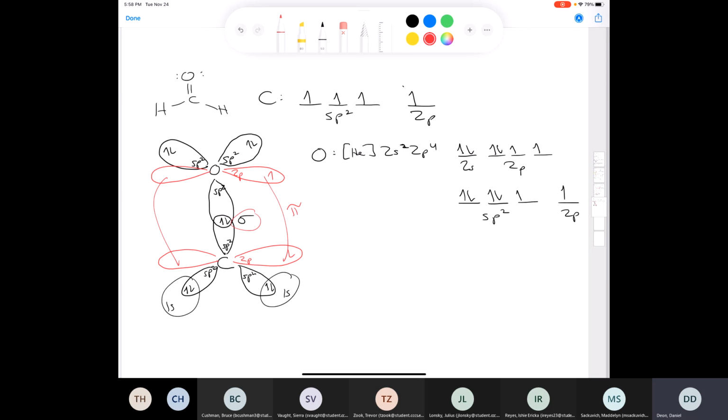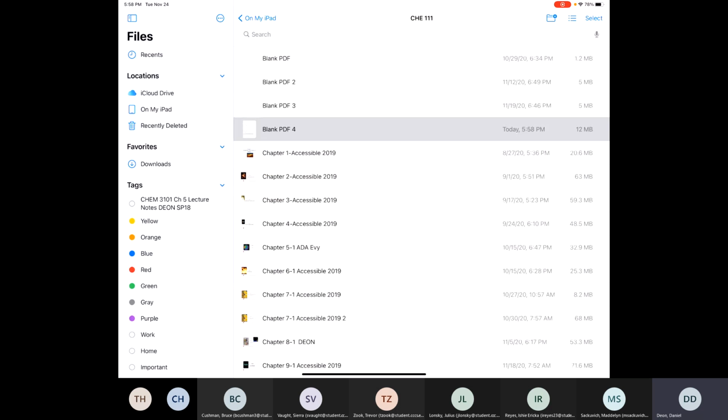Here's one of my sigmas. This is a lone pair here. This is a lone pair here. This is a sigma bond, and this is a sigma bond. And that is the orbital overlap diagram of formaldehyde, showing the hybridization of the oxygen and the carbon. That's the whole thing, from soup to nuts. Take it to the bank, people.